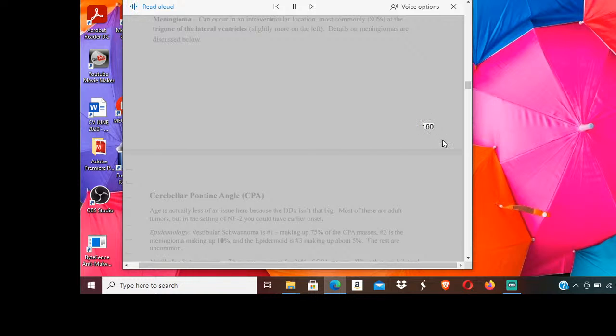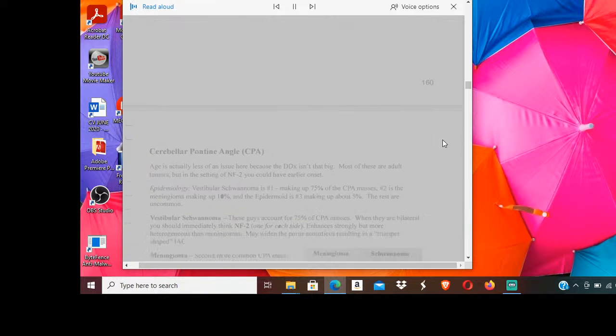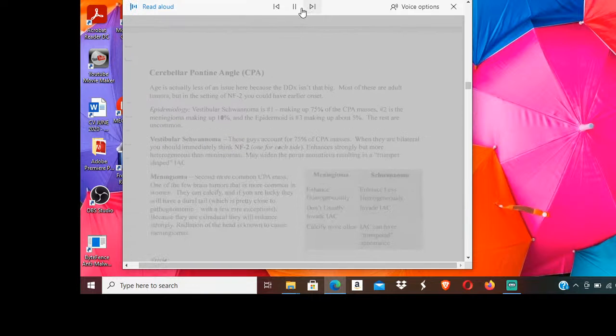Cerebellopontine angle, CPA. Age is actually less of an issue here because the differential isn't that big. Most of these are adult tumors, but in the setting of NF2 you could have earlier onset.